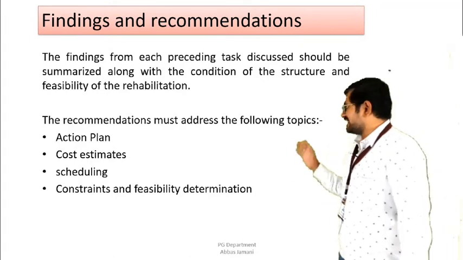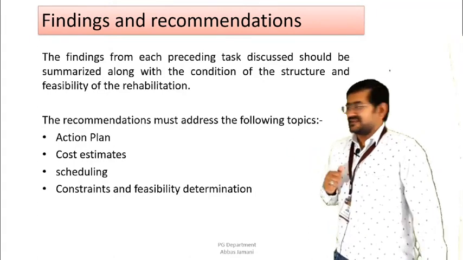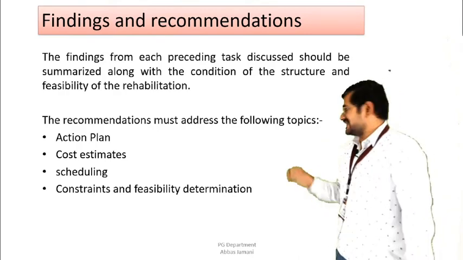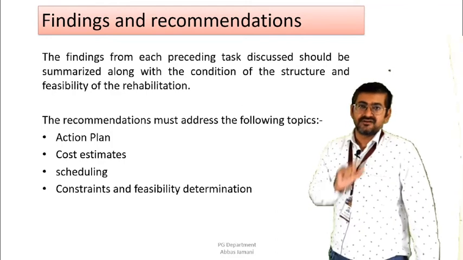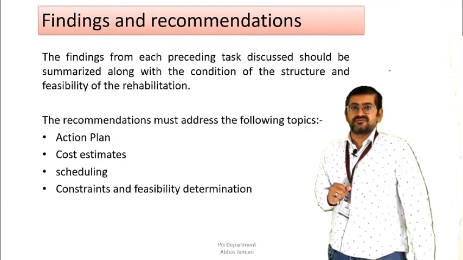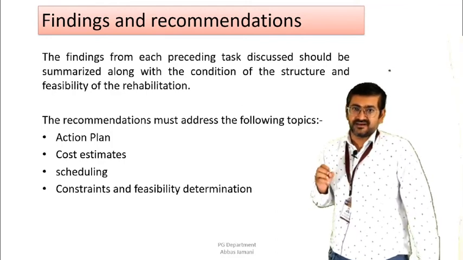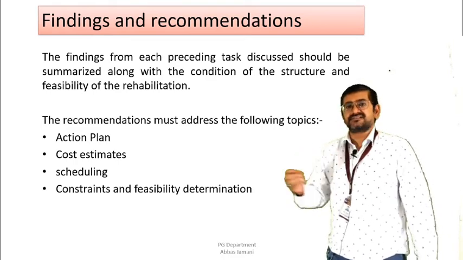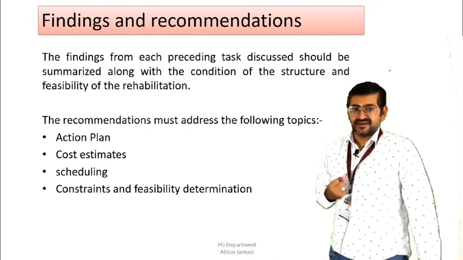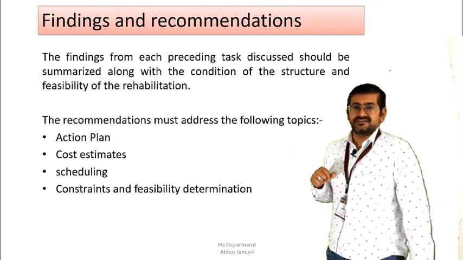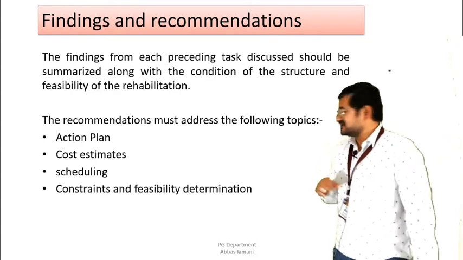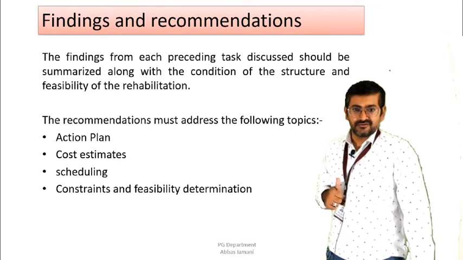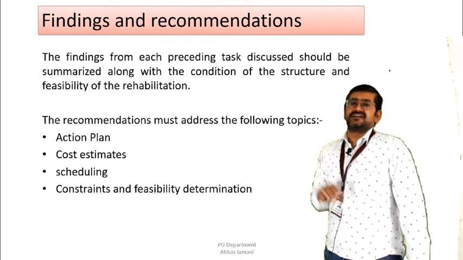And when you talk about findings and recommendations, lastly, the findings and recommendations should also include four objectives. Which are those four? First is the action plan, that is, how this particular proposal that you are putting forward is to be executed on site. That comes under the category of action plan. What is the backup to that particular option? If that option fails, then what is the other backup that you have, right? Then you talk about the cost estimation associated with the options that you are presenting. Then the scheduling, that is, the sequence in which this entire activity is going to be carried out. And lastly, the constraints and feasibility determination.